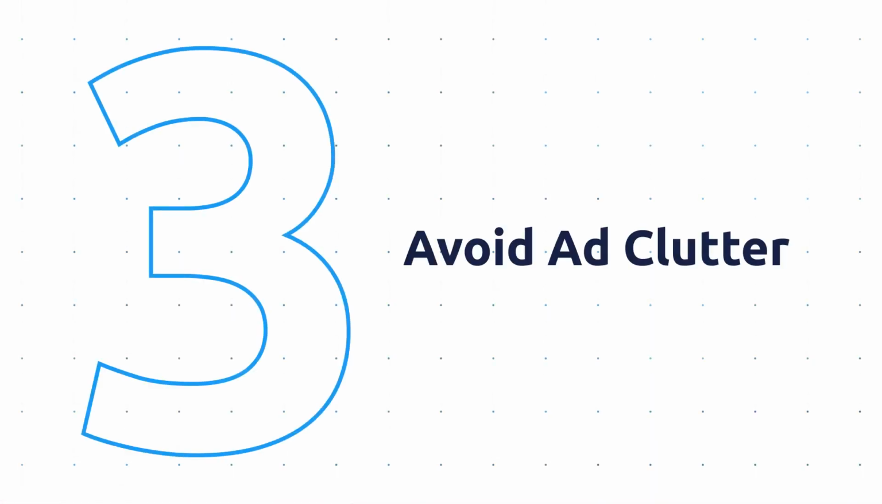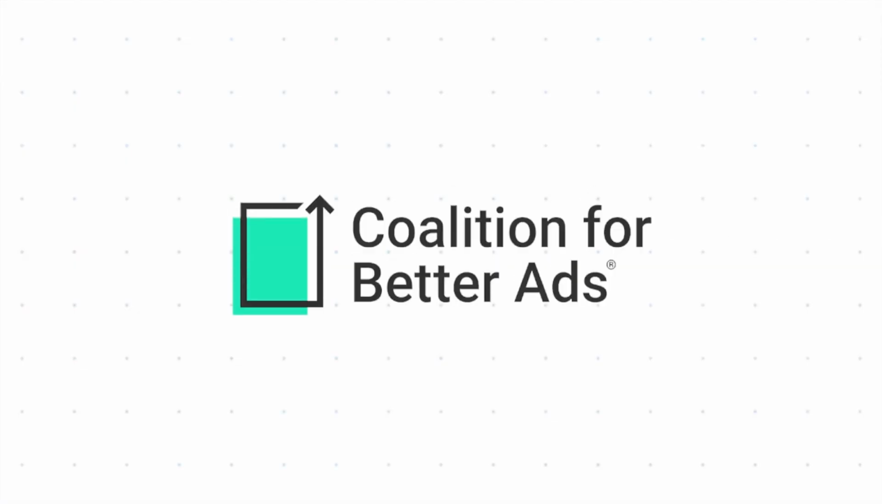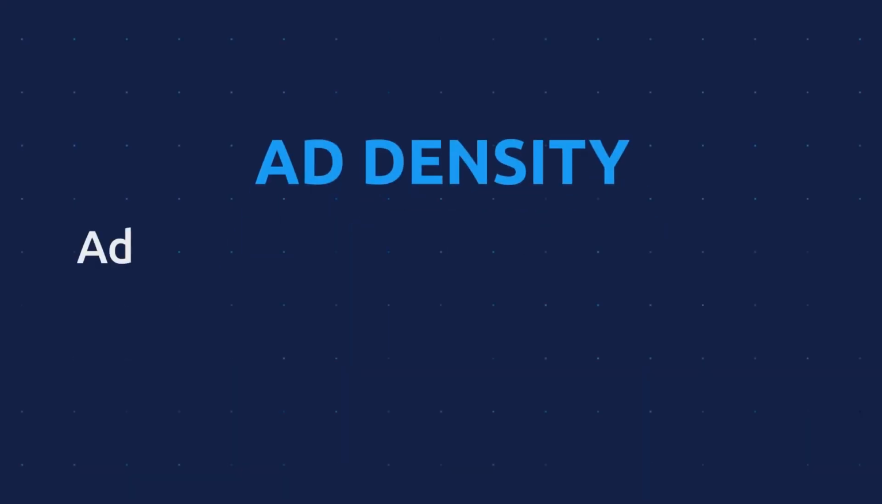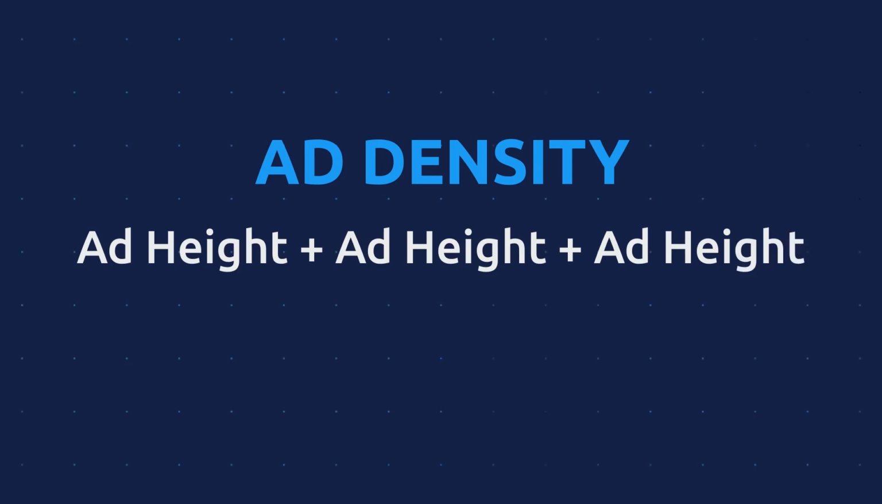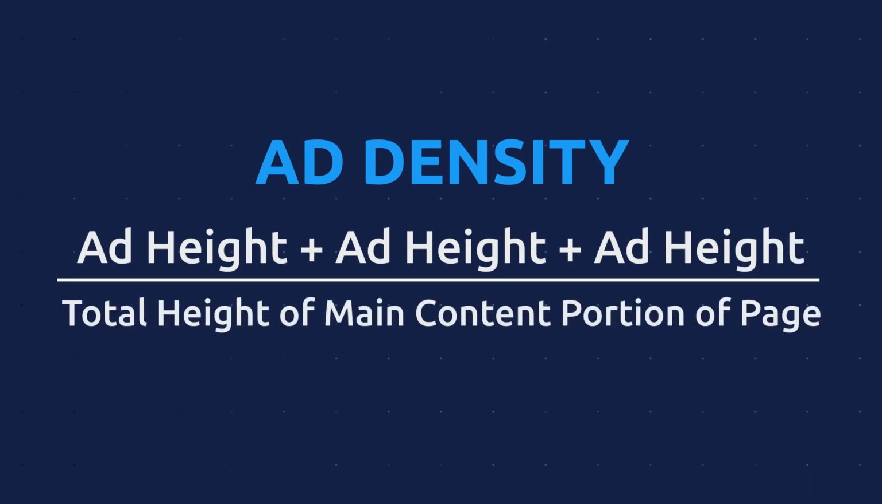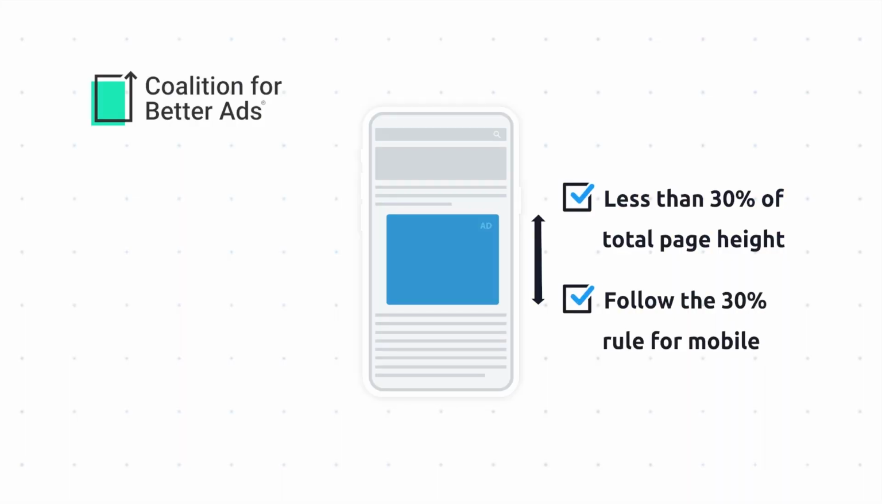And number 3, avoid ad clutter. Let's start by looking at mobile ad density. The Coalition for Better Ads has a very clearly defined standard for ad density on mobile devices. They recommend that ads take up no more than 30% of the vertical height of a page. Ad density is determined by summing the heights of all ads within the main content portion of a mobile page, then dividing by the total height of the main content portion of the page. Follow the 30% rule for mobile.